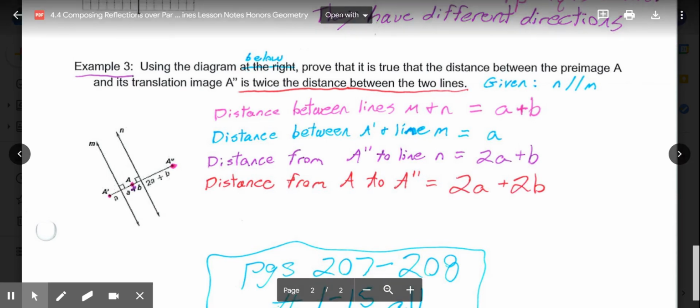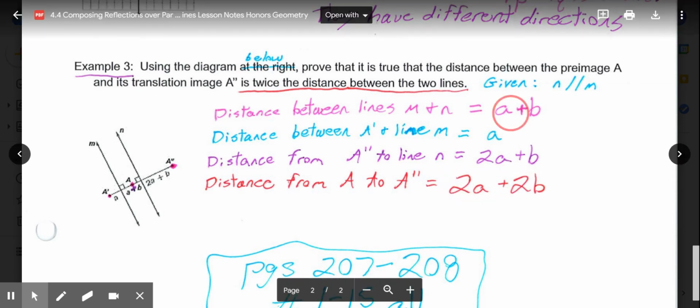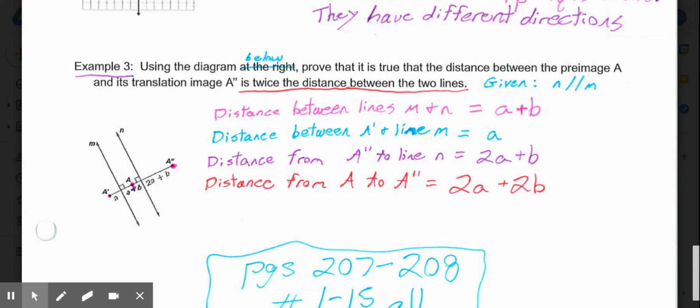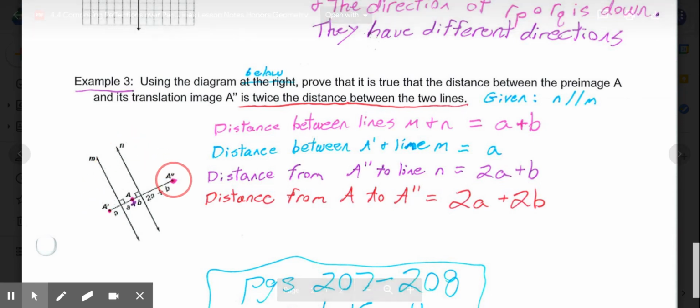Well, what we're trying to prove is the distance from A to A double prime is twice the distance between those lines originally. So if A plus B is the distance between M and N, then A to A double prime, 2A plus 2B, proves that that is twice the distance of this. So whatever the distance is between the two parallel lines, your magnitude is always double that. So what they did first was reflect A over M, and then reflect A prime over N to get their final image.